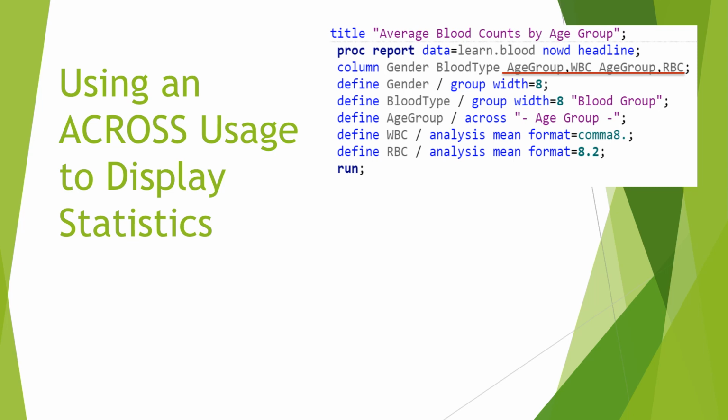As you can see, the column statement shows that the mean value of WBC and RBC should be displayed for each value of age group. You also need to define WBC and RBC with an analysis usage with mean as the desired statistic.